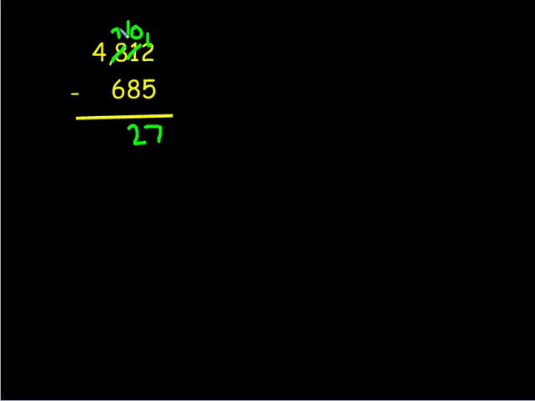Then I'm going to move to my hundreds place. I have 7 hundreds minus 6 hundreds, and that leaves me 100. And then if I look in the thousands place, there's nothing to subtract, so I still have 4 thousands. So my difference is 4,127.